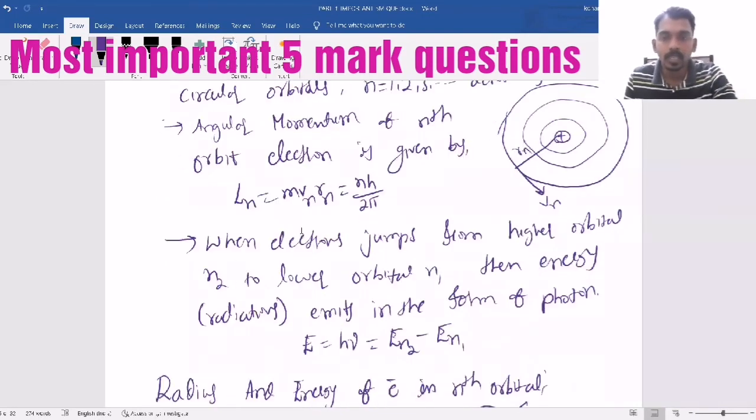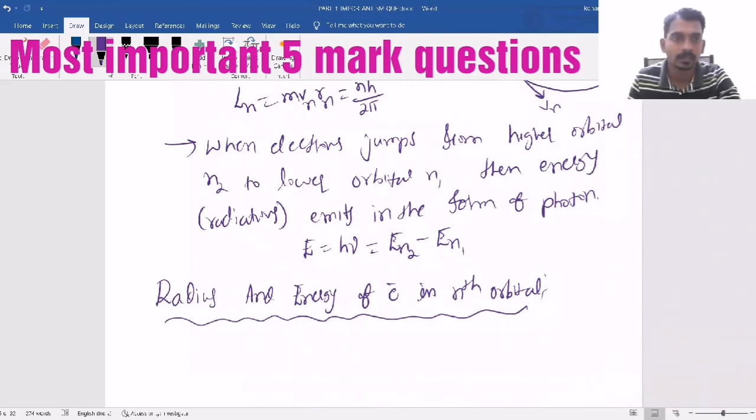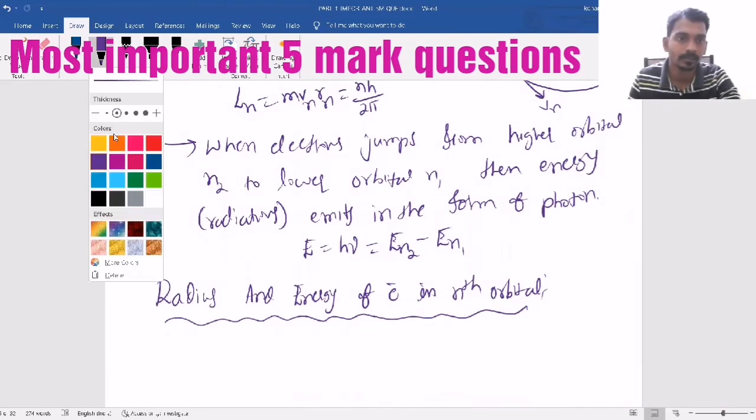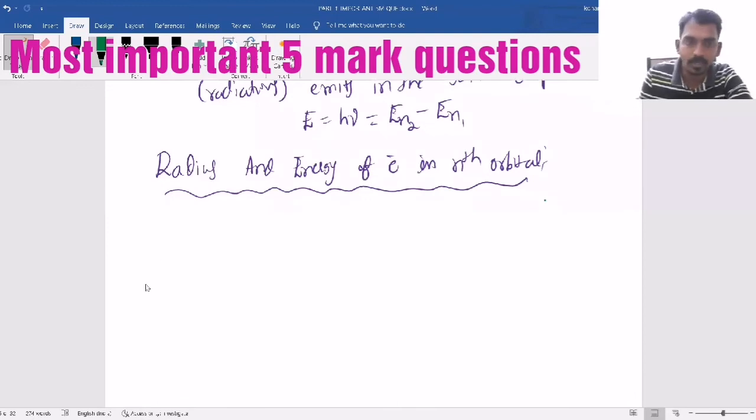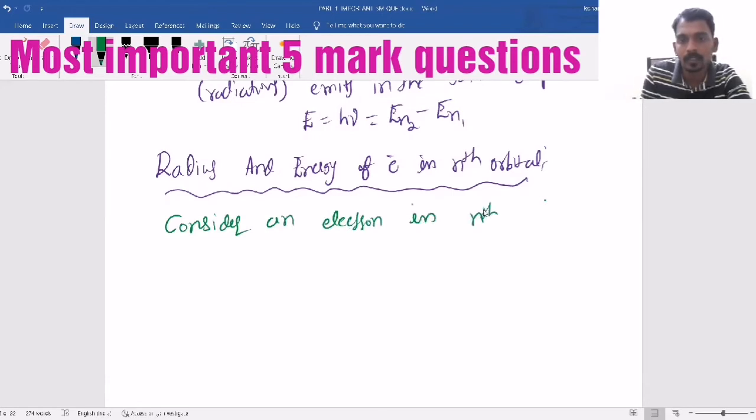Now when you consider nth orbit electron, so first consider an electron in nth orbit of an atom, as shown.